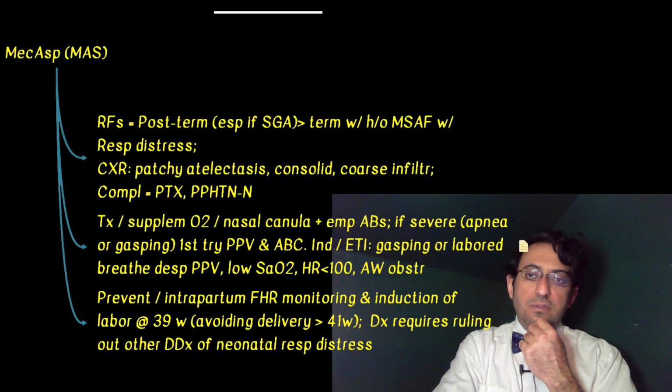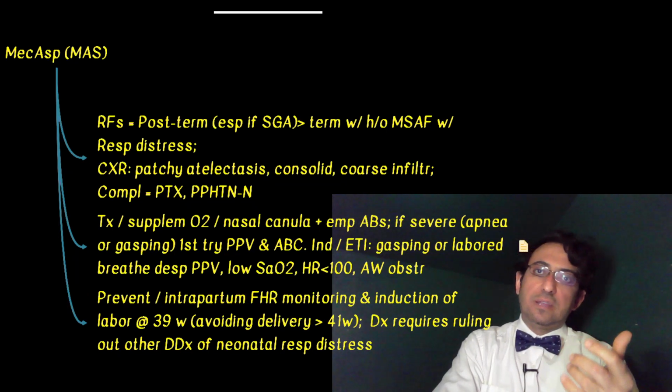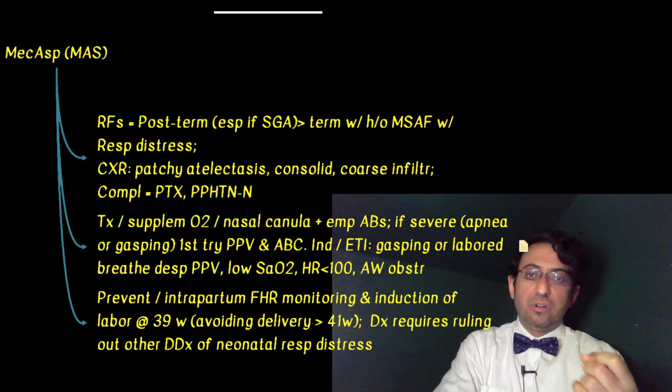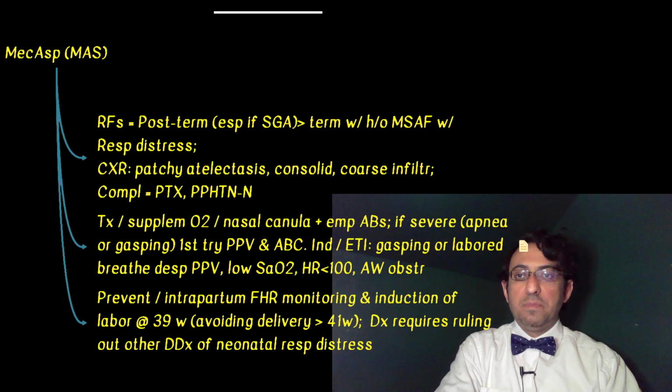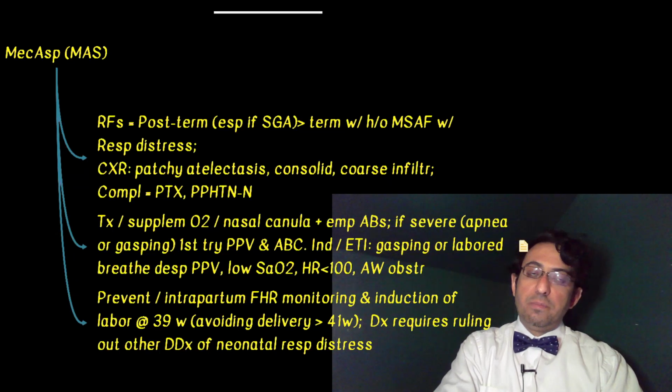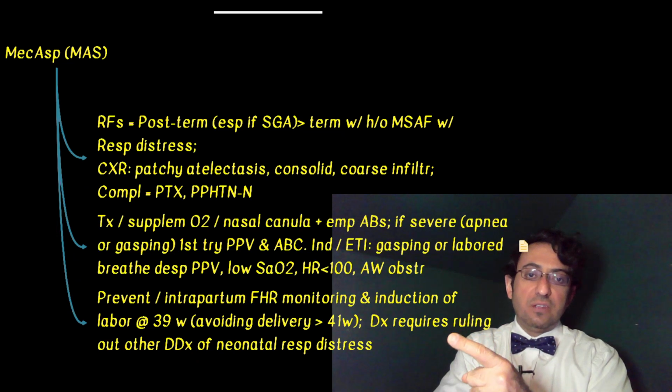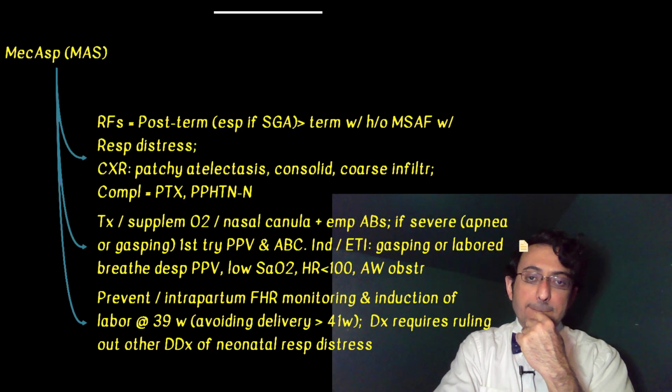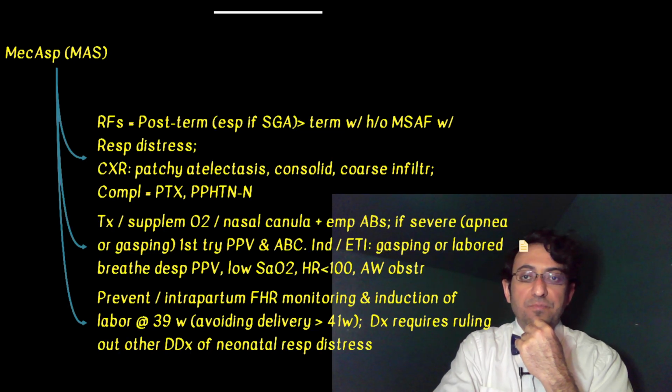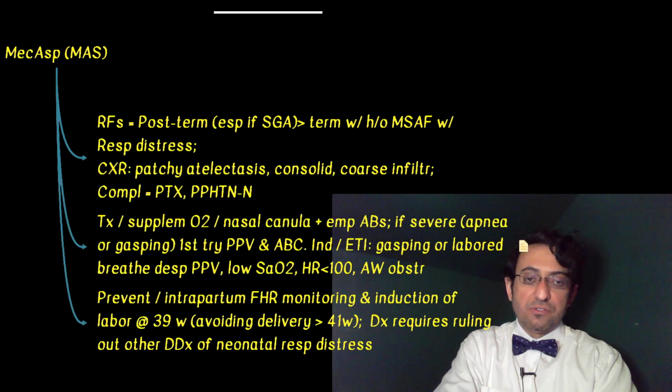Now, given the fact that we mentioned the most important risk factor is post-term small for gestational age, what's the best preventive measure to avoid meconium aspiration syndrome? Avoiding delivery past 41 weeks of gestation and intrapartum fetal heart rate monitoring. Again, induction of labor at around 39 weeks is the best preventive measure.